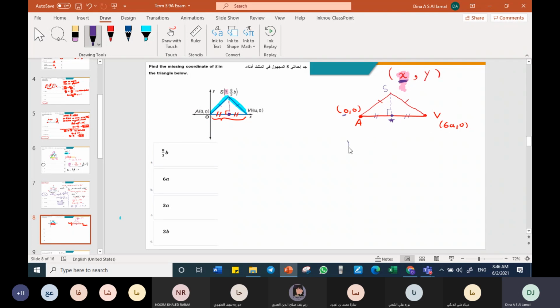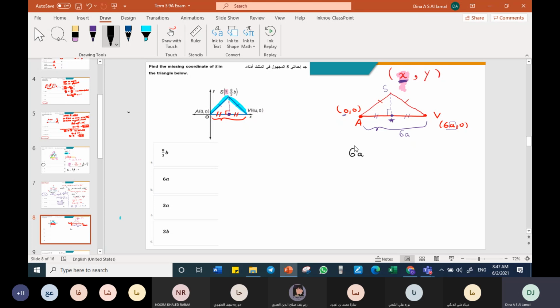So let's have a look. How can I calculate the midpoint or the segment bisector with this? So what will be the distance from A to V? 6. What about the variable? A. Excellent, 6A. Whenever I have a midpoint or segment bisector, what will you do with any distance, with any segment? Divide by how much? 2. So 6A, not 3.